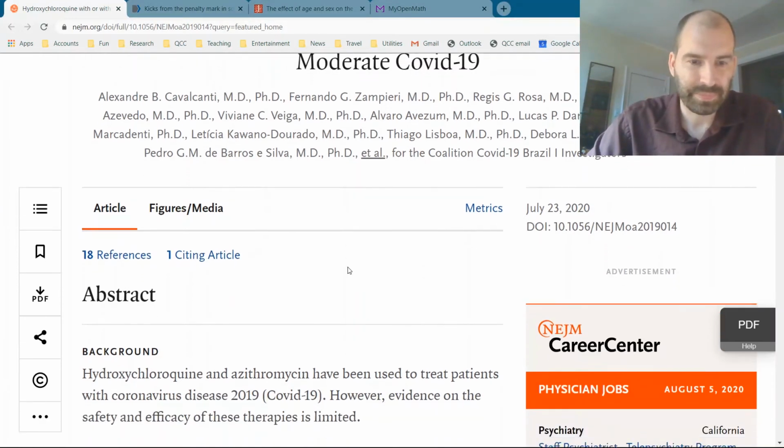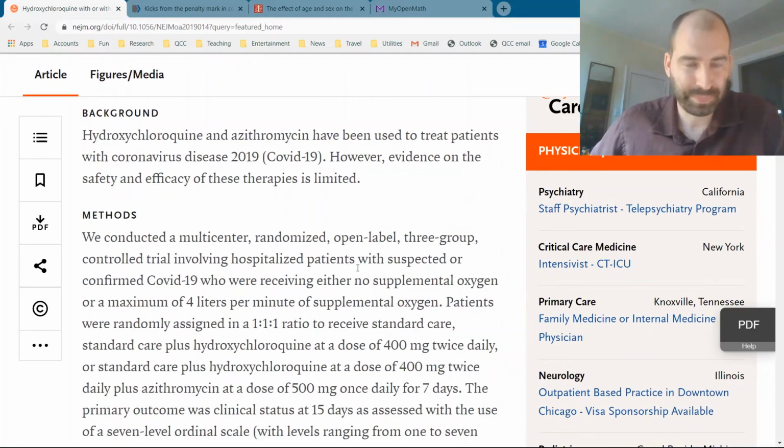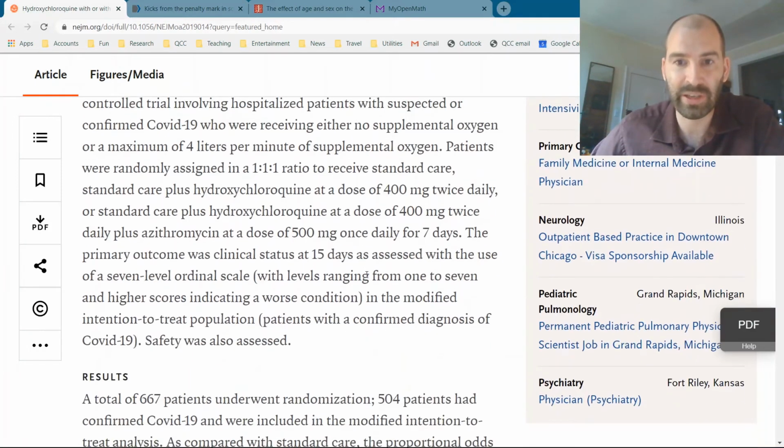And if we look down here, it says, let me skip to the chase here. Okay, methods. We conducted a multi-center randomized open-label 3-group controlled trial involving hospitalized patients with suspected or confirmed COVID-19 who were receiving either no supplemental oxygen or a maximum of 4 liters per minute of supplemental oxygen. So those are the subjects that they're looking at.